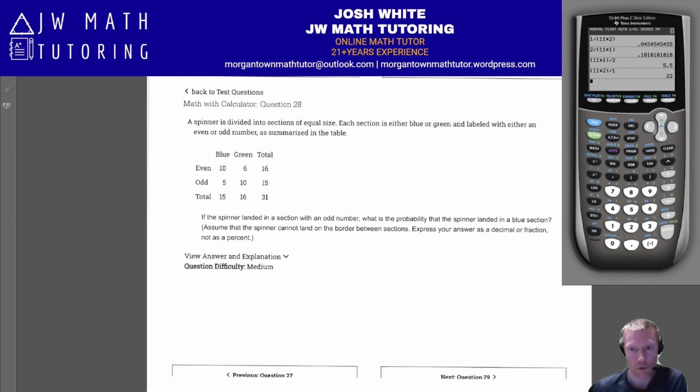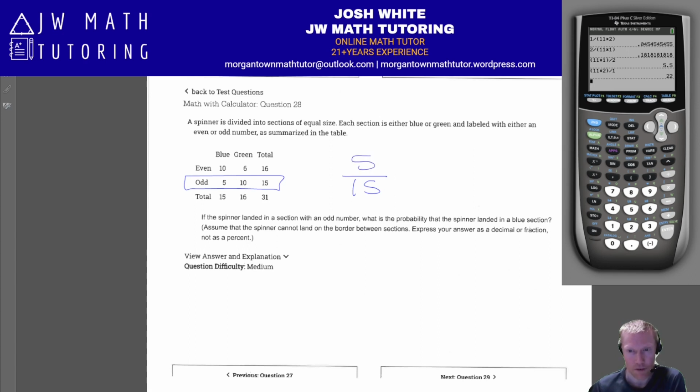All right, question number 28 is the first grid-in question. There's a total of 4 of them on this PSAT calculator section. Here they want to know, if it lands in a section with an odd number, what's the probability it landed in blue? So notice here, we're given that it landed in an odd section. Therefore, the denominator, total number of outcomes, is going to be 15 because there are 15 odd sections on this spinner.